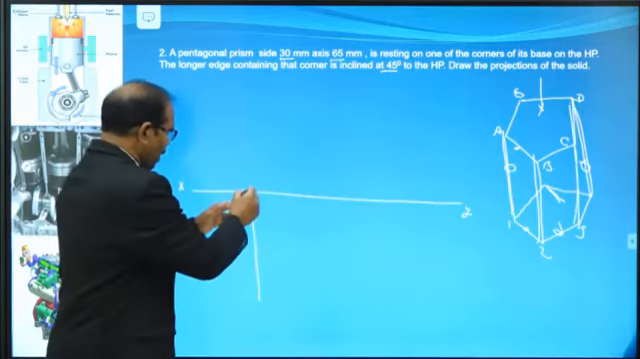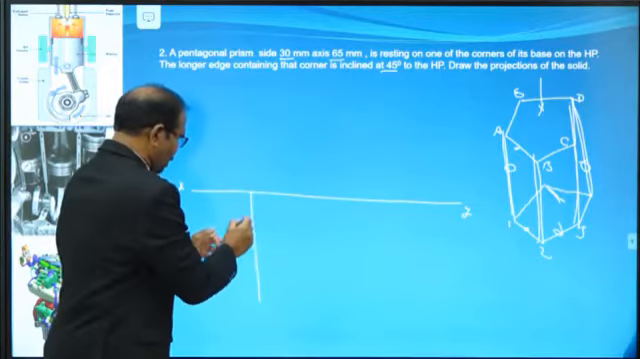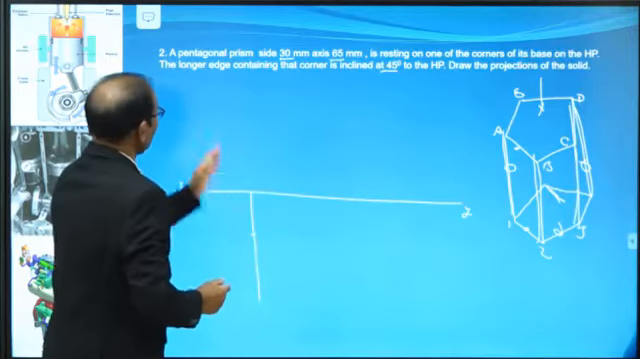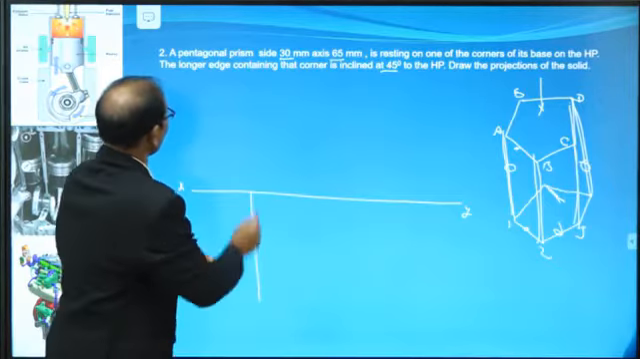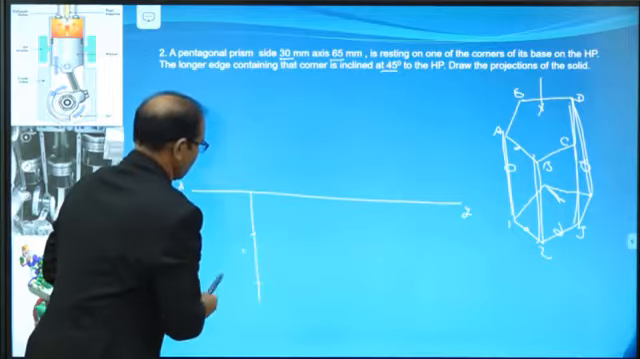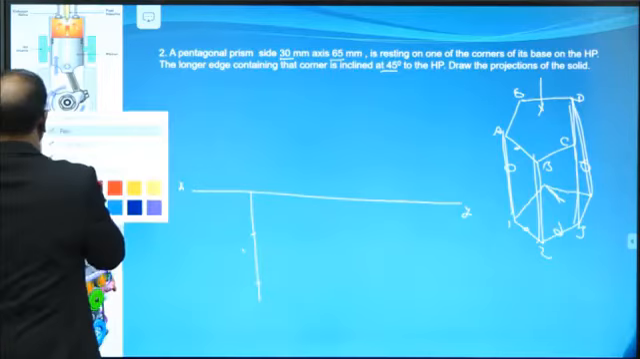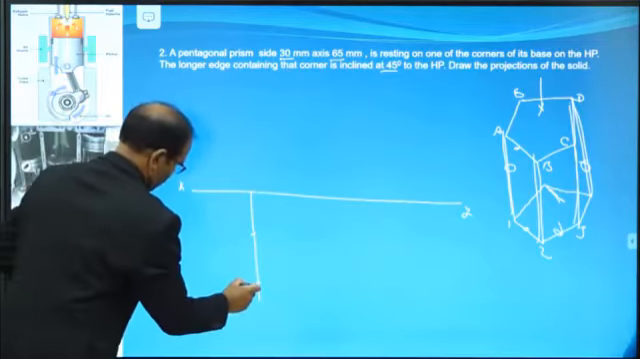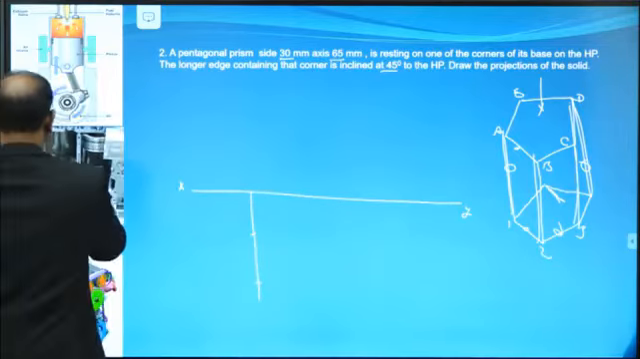Start with a random gap from the XY line, say this is the starting point. From here, measure a length of 30 mm. Say this is the 30 mm.